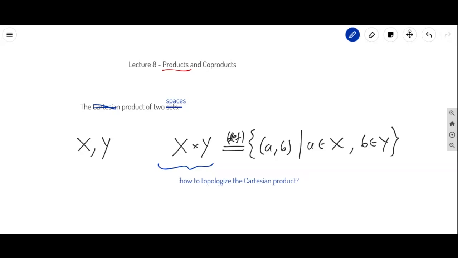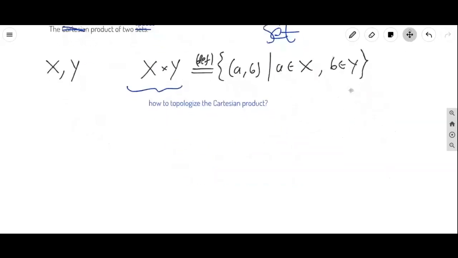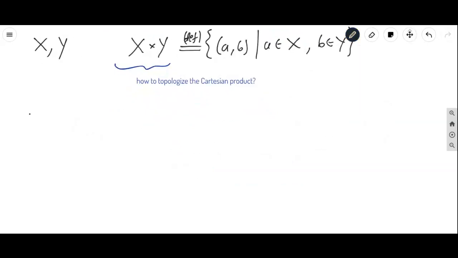Because at the moment, this is just a set. There's no topology here. So when we say topologize, we want to be able to declare what it means for a subset of the Cartesian product to be open. So I'm going to show you the incorrect way to do it, and then we'll do it the correct way. So this would be the incorrect way to do it. So you can say a first attempt at topologizing the Cartesian product. And this is going to be wrong. Okay, that's not what it's going to be.